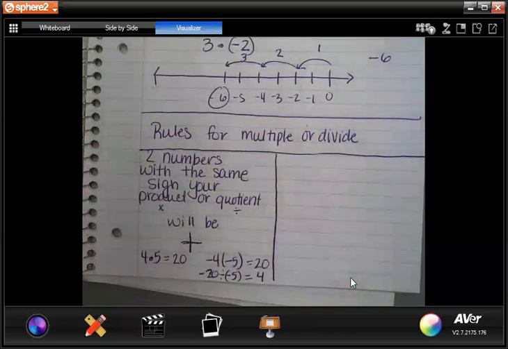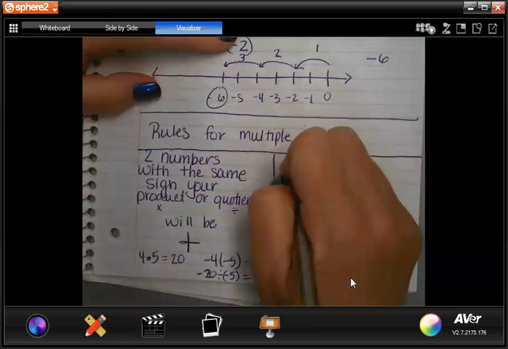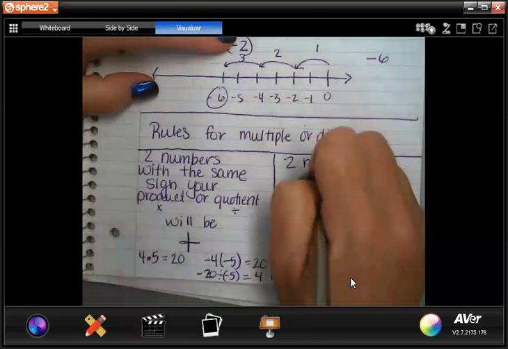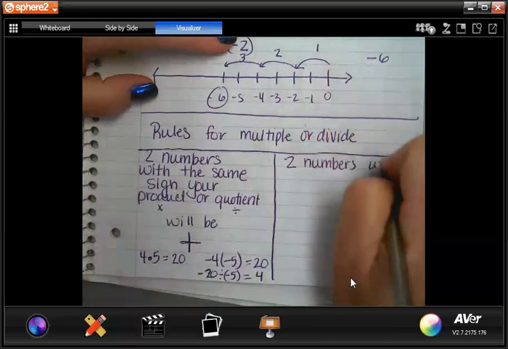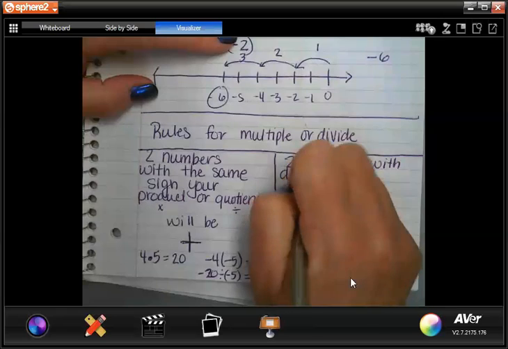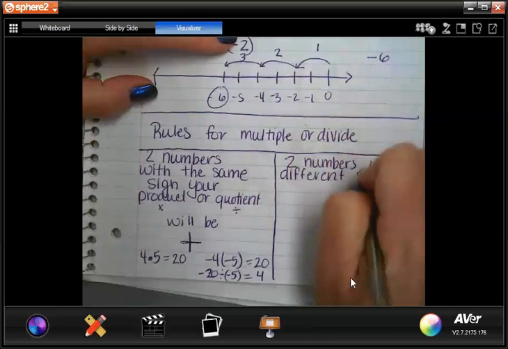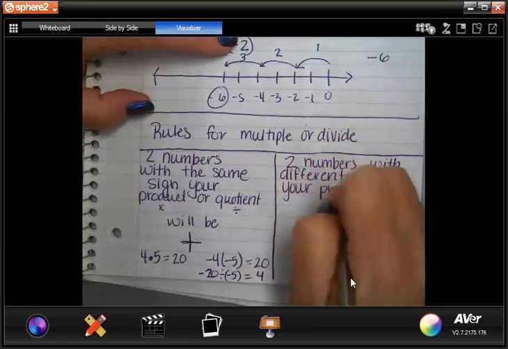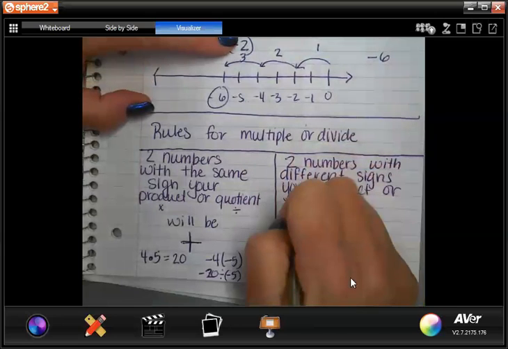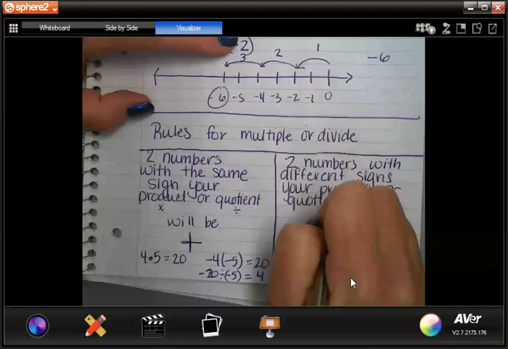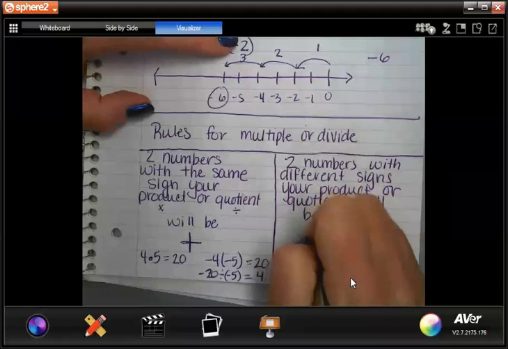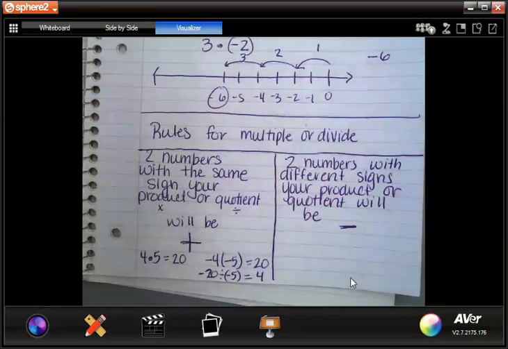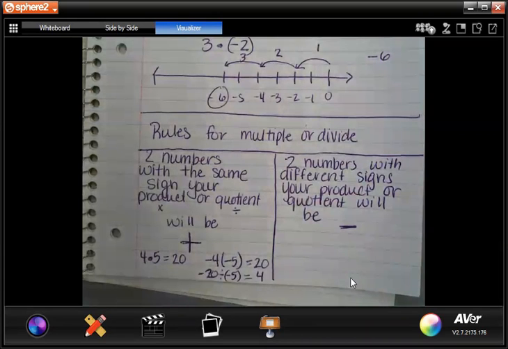Okay, next, when you multiply or divide 2 numbers with different signs, your product or quotient will be negative. So when you multiply or divide 2 numbers with different signs, your product or quotient will be negative.